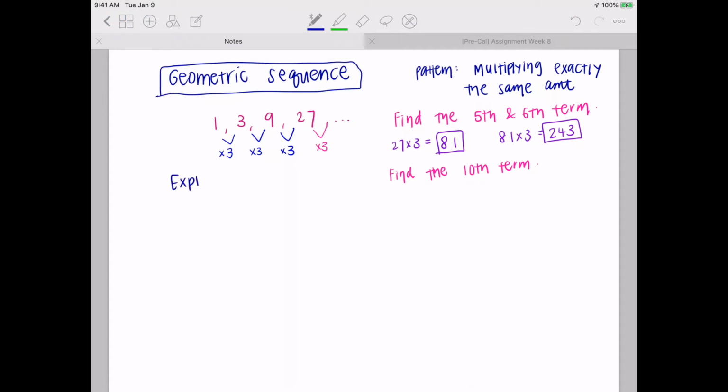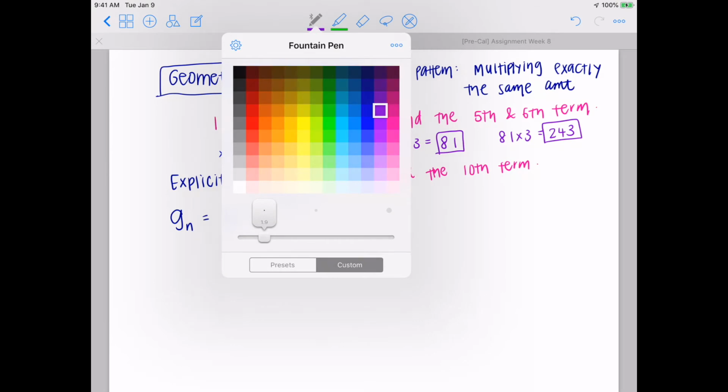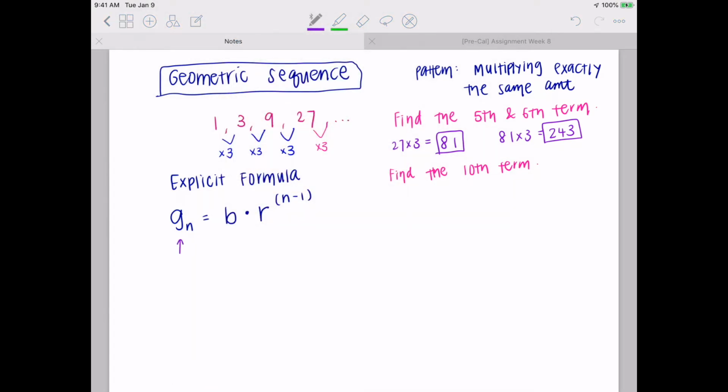So the explicit formula for a geometric sequence is g of n, or g sub n. The other one was a sub n because it's arithmetic. This one is geometric, so it's g sub n equals b, which is our first term. And now since we're multiplying, we're going to be multiplying r to the n minus 1. Okay, again, g sub n is the result.